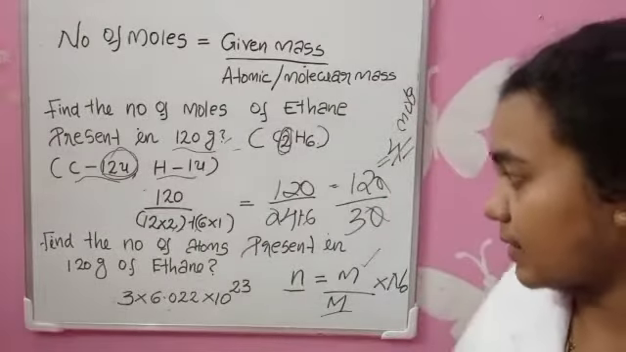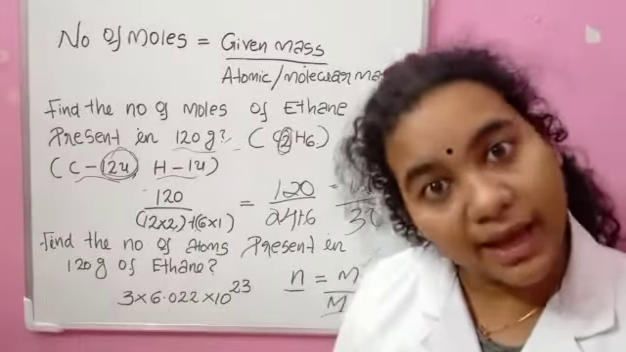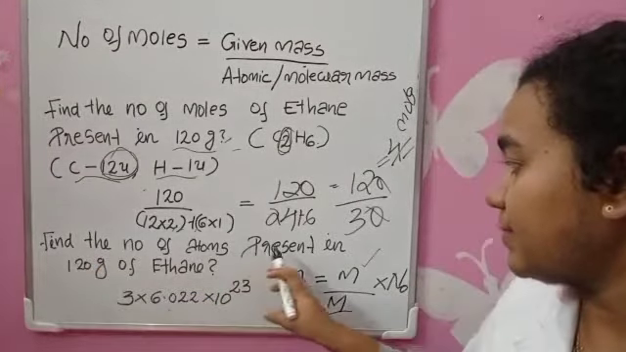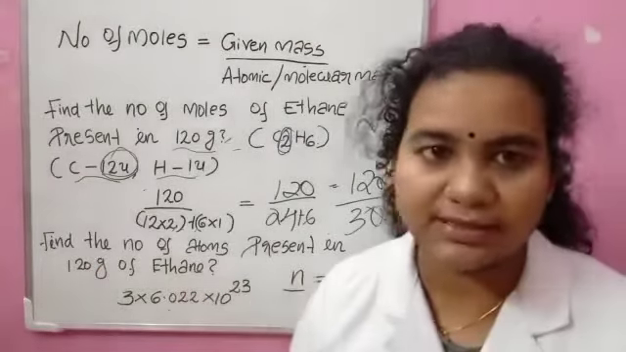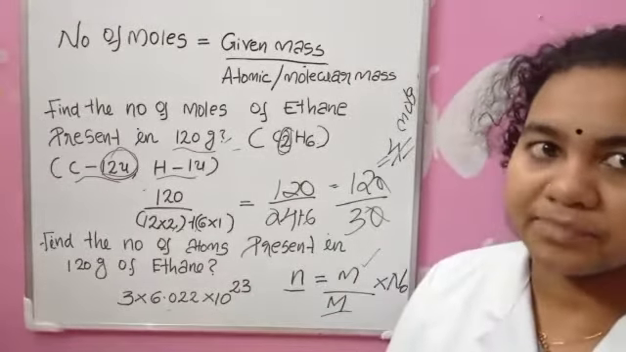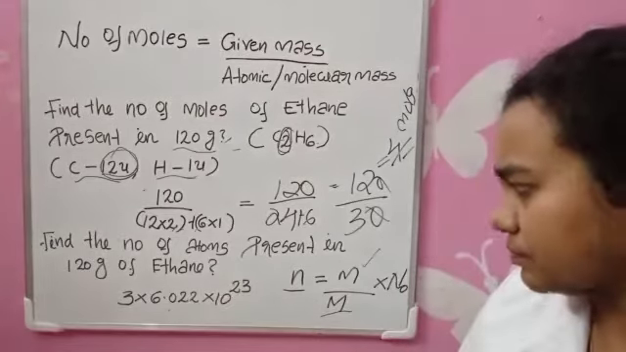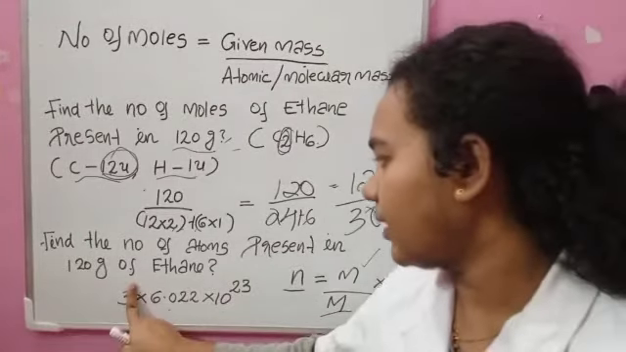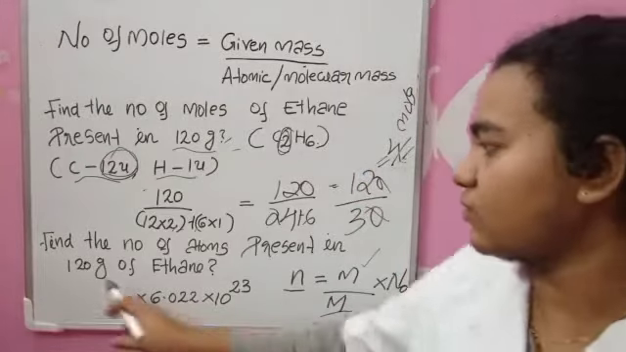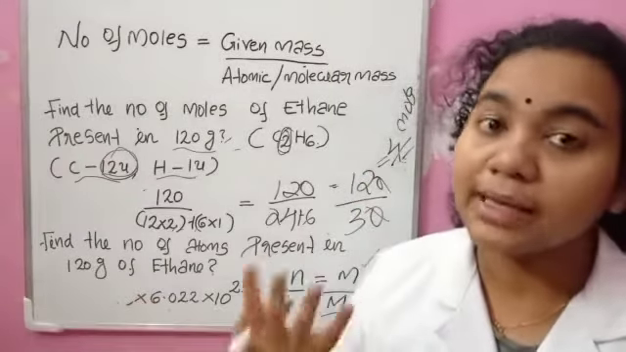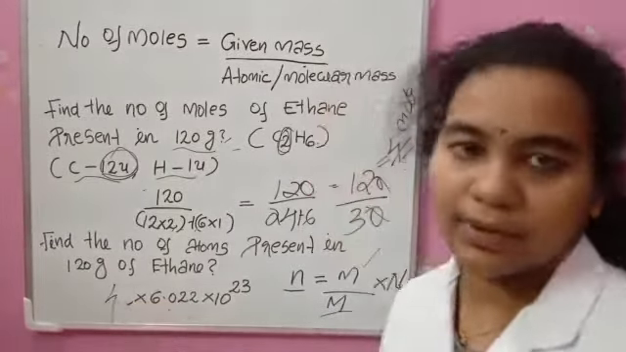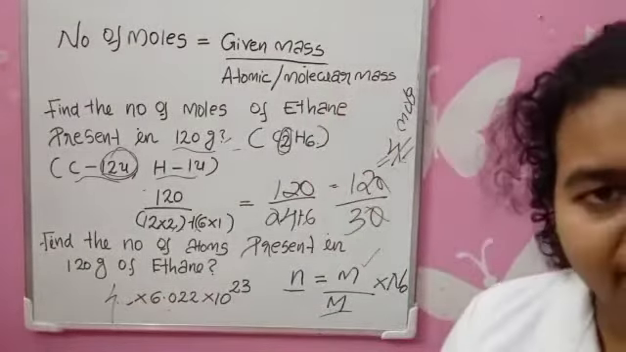They may also ask how many particles, or find the number of atoms present in 120 gram of ethane. Sometimes they will ask how many particles of ethane are present in 120 gram. For that, we found that 4 moles are present in 120 gram. So how many particles are present? 4 into Avogadro number. There is again a formula for this.